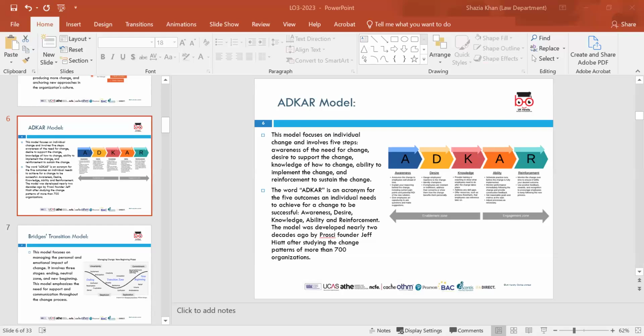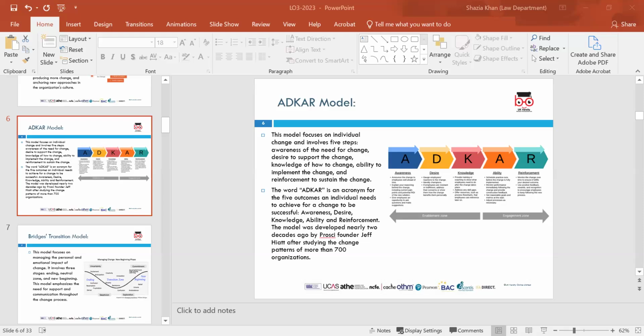The ADKAR model provides a structured approach for organizations to guide employees through the change process, ensuring that they understand the need for change, so they understand why the change has to come about, and are motivated to support it and have the necessary knowledge and skills to sustain the new behaviors long term.